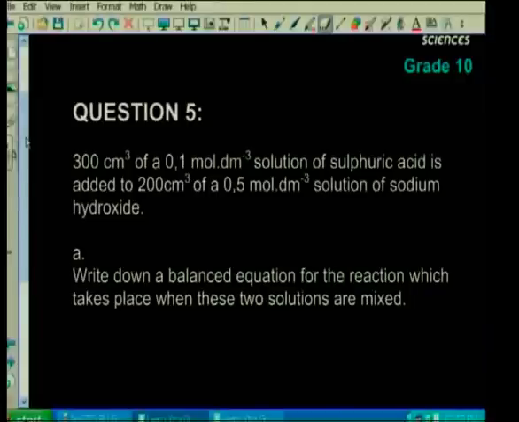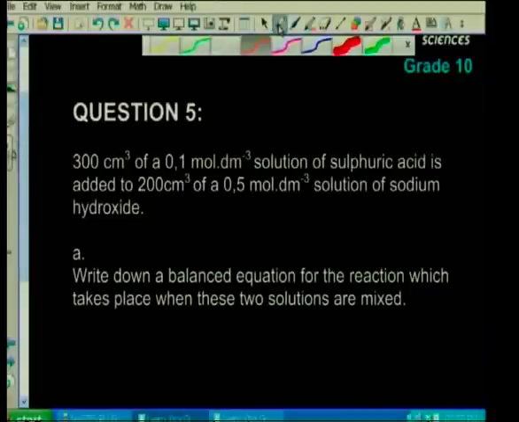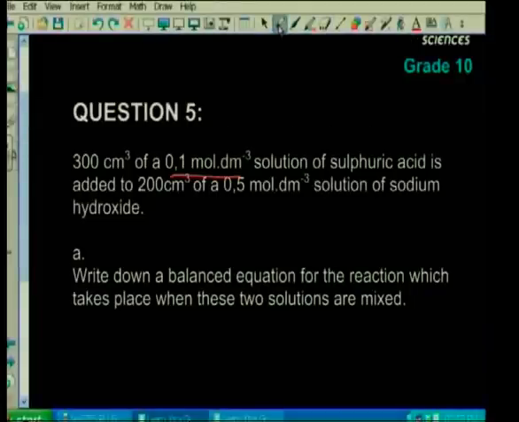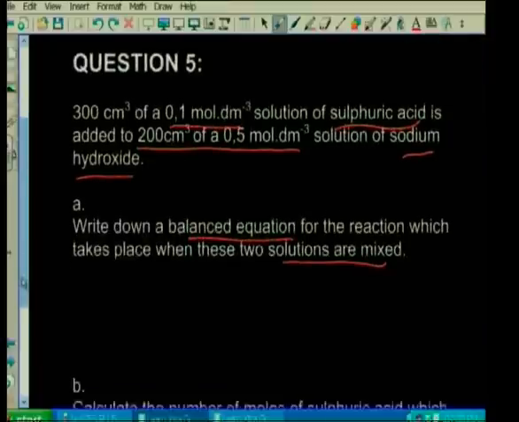So here's the question. It says a 300 centimeters cubed of a 0,1 molar solution of sulfuric acid is added to 200 centimeters cubed of 0,5 molar solution of sodium hydroxide. And the first thing that they're asking us to do is to write down a balanced equation for the reaction which takes place when the solutions are mixed. Okay, so let's do that.